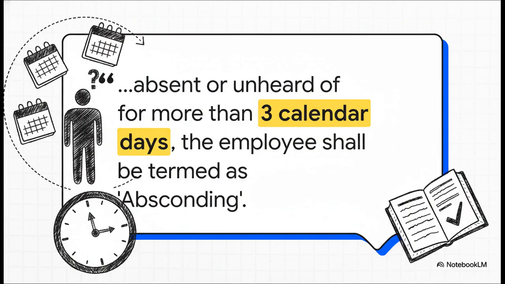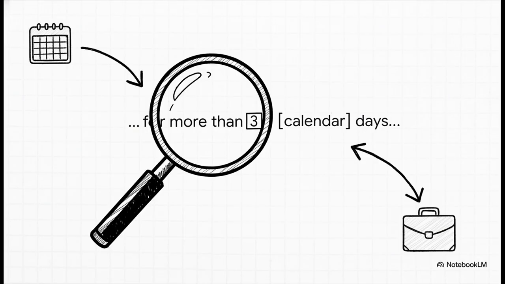It's a simple formula, right? Condition, you're absent without permission. Trigger, it's been more than 3 calendar days. Outcome, you're now officially termed absconding. But hang on a second. Let's really zoom in on that one little phrase. For more than 3 calendar days. Seems simple, right? But that one word, calendar, can completely change everything about when this policy actually kicks in.